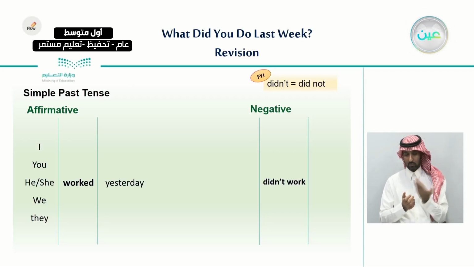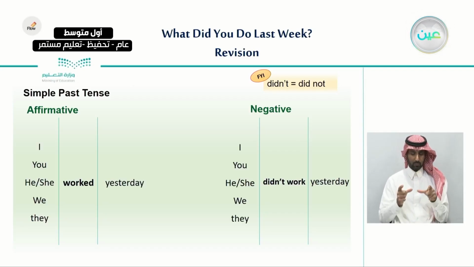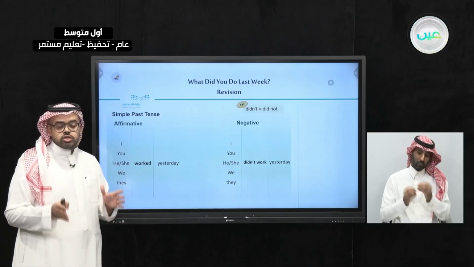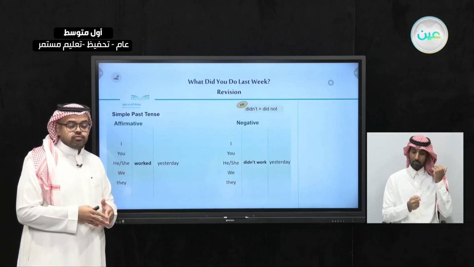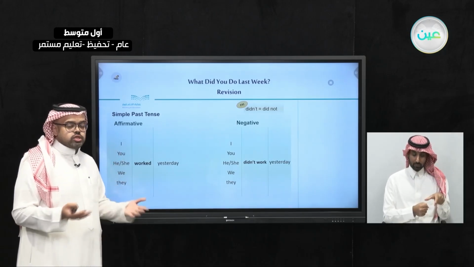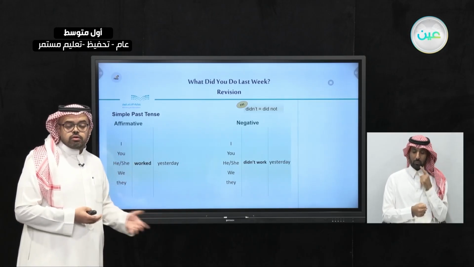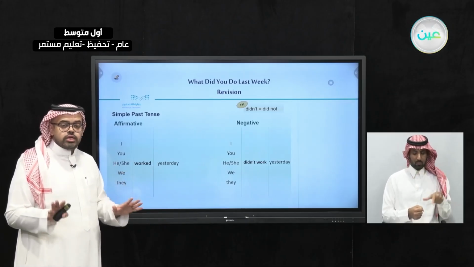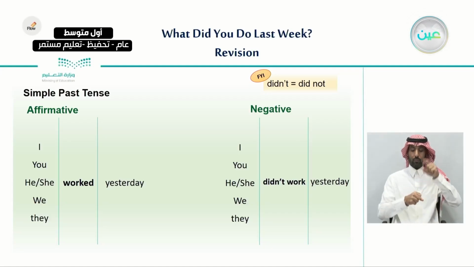Last lesson we were introduced to the simple past tense, and we learned that when we're talking about something that happened in the past, we only need to change the verb into its past form. No matter what the subject pronoun is, whether singular or plural, we only need to add ed to a verb to change it into the past. Not only this, but we can also add a time expression to the sentence as another indication of the past.